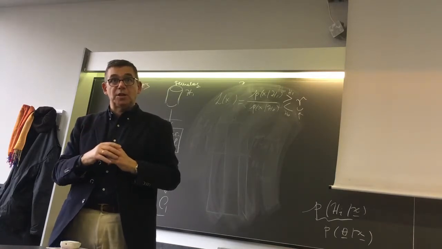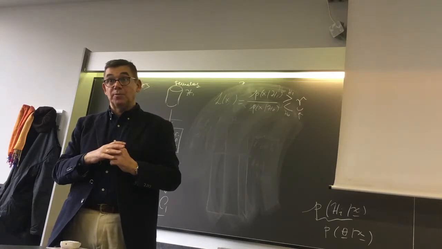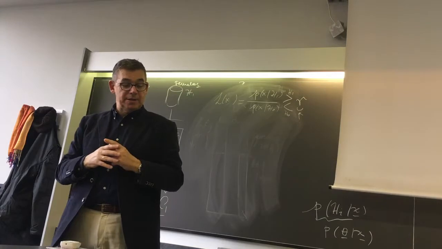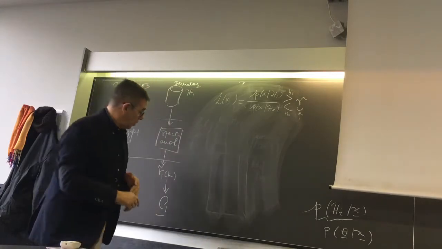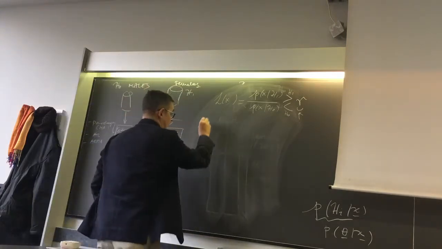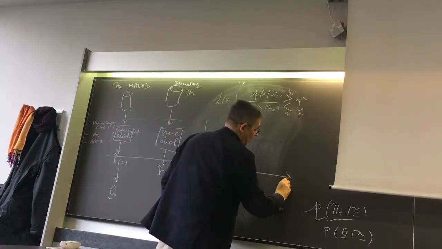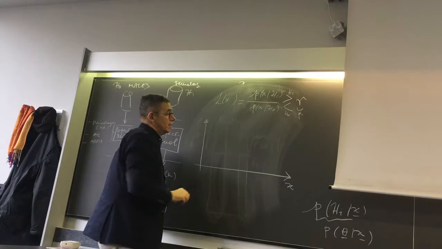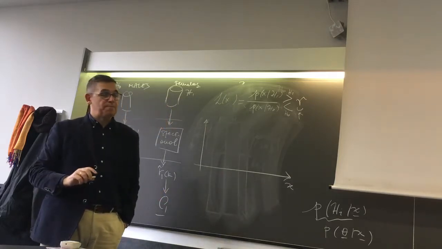This is what in telecom is called the union bound. Okay. The second comment is this. You need to decide, imagine that I have x here. So you need to decide between the two a posteriori probabilities.